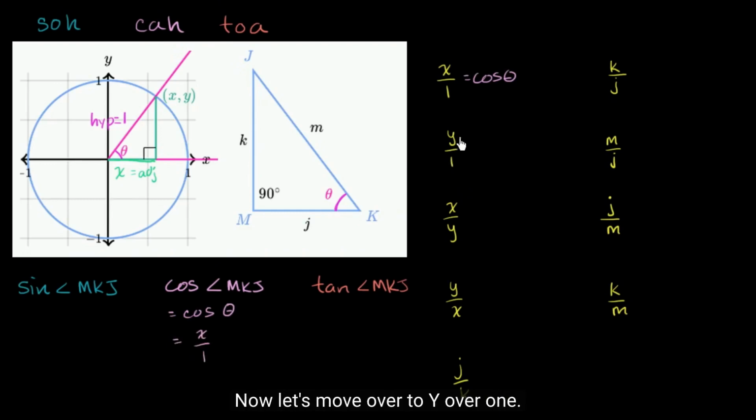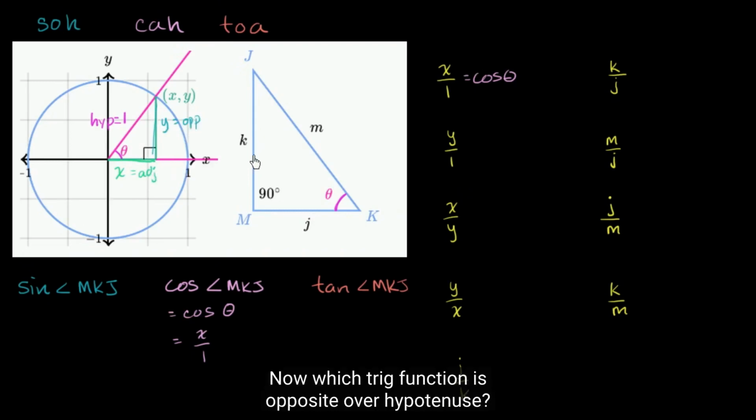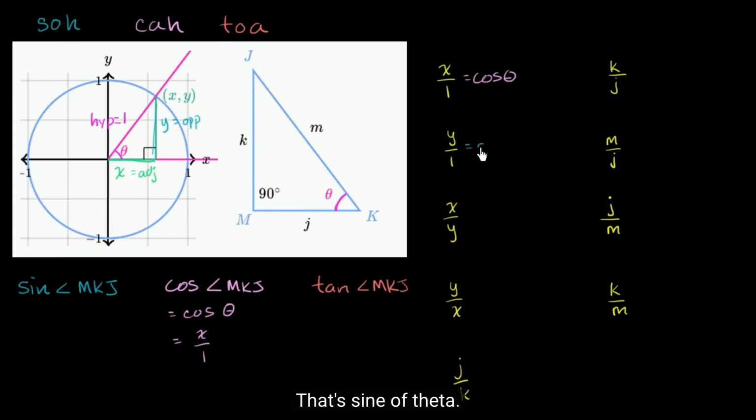Now let's move over to y over 1. Y is going to be the length of this side right over here. Relative to angle theta, that is the opposite side. Now, which trig function is opposite over hypotenuse? Opposite over hypotenuse, that's sine of theta. So sine of angle MKJ is the same thing as sine of theta. We see that they have the same measure. And that's the same thing as y over 1.